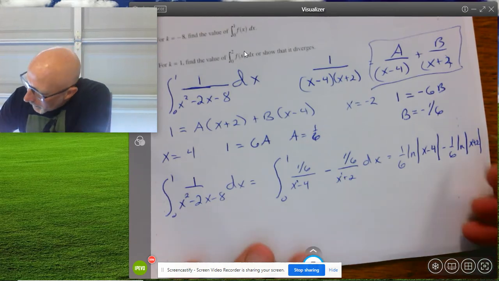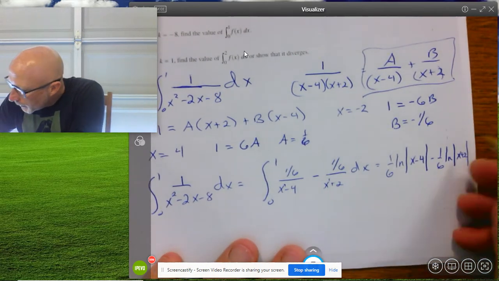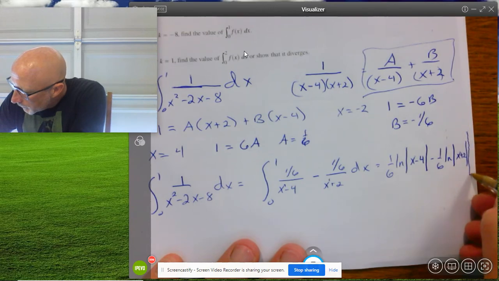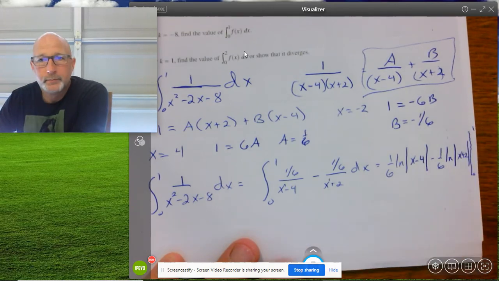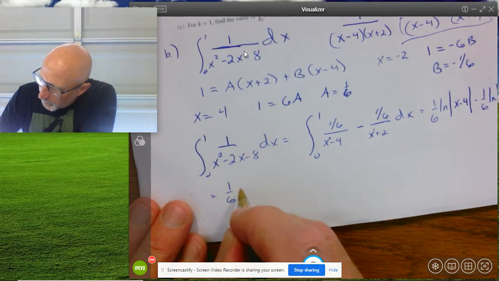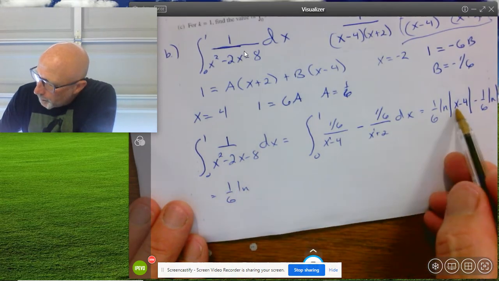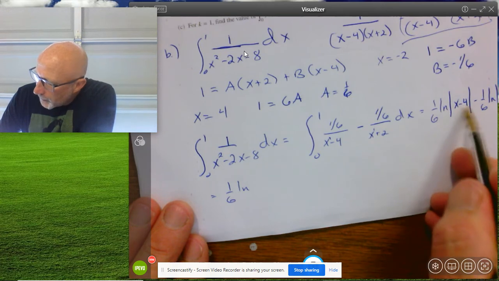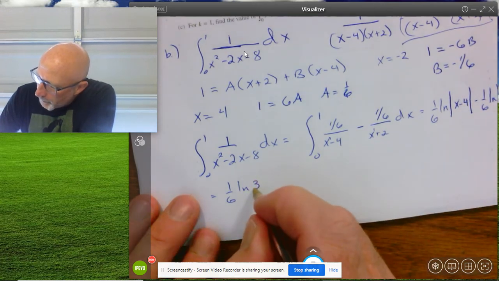And I need to evaluate this. I don't know if I have room here. I think I do. From 0 to 1. Okay, so I plug in the 1 first. So this is 1/6 ln of 1 minus 4, which gives you -3, but we're taking the absolute value. So this is ln of 3.